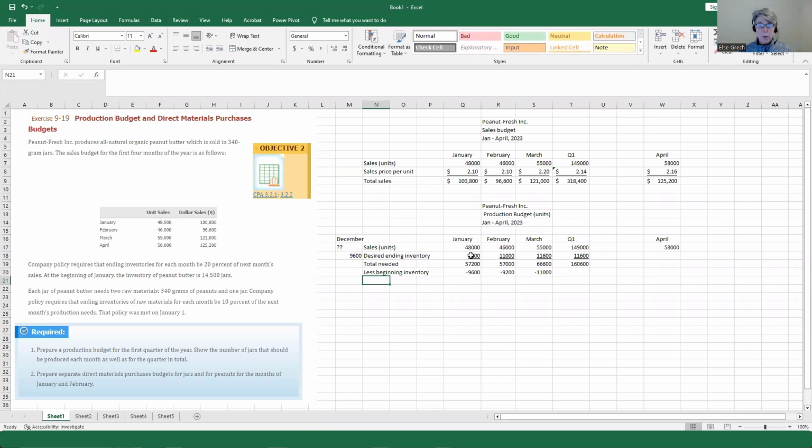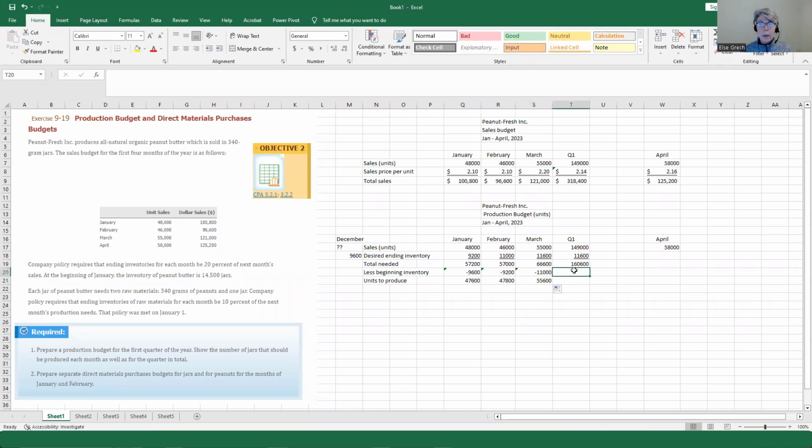This is what I want to produce. This is what I want at the end of the month. If I already have something at the beginning of the month, I have to subtract it from what I need, because I shouldn't produce that. This will give me my units to produce. So if I add these two together, units to produce.